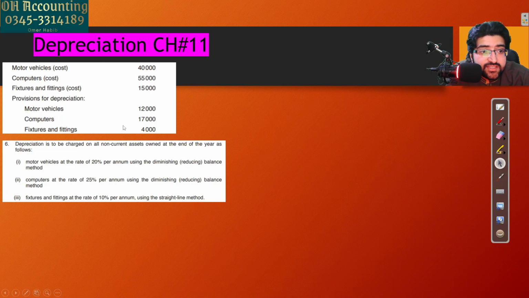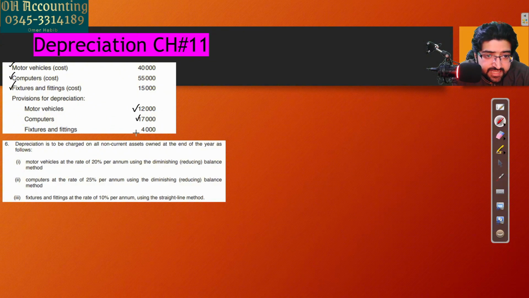Okay, so as you can see, they have given us the cost of our non-current assets. In this question, we have 3 non-current assets: motor vehicles, computers, fixtures and fittings. Their provisions for depreciation are also given, which are 12,000, 17,000 and 4,000. Cost is the value for which you have purchased them, right?